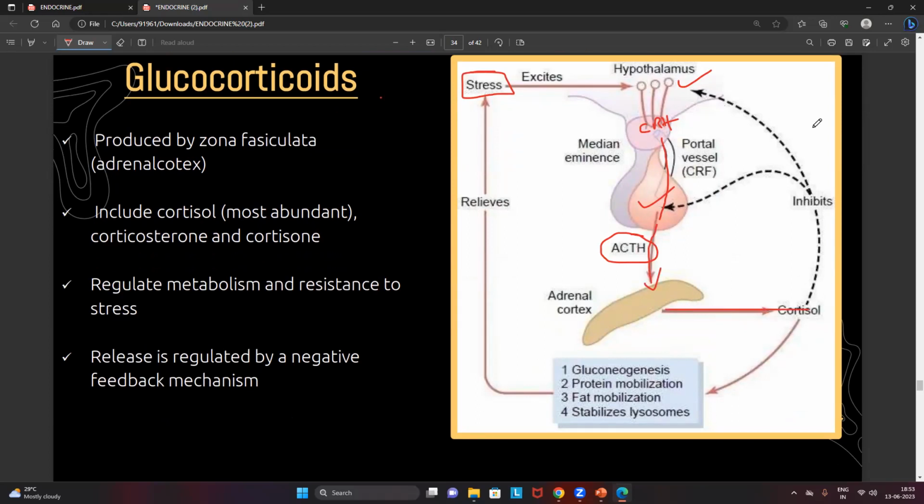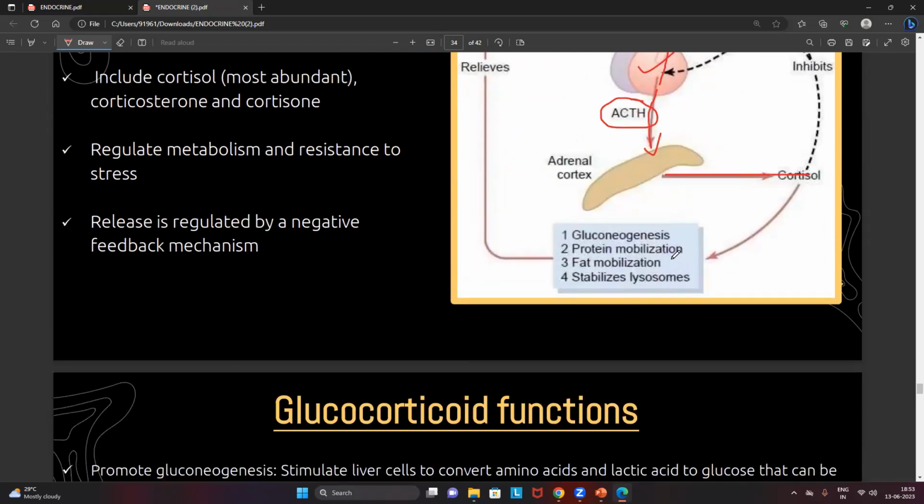Now you try to understand what's happening. This is the question you have to remember for the exam. Finally, cortisol is released. There is no doubt about it. But the point is, friends, what is this particular cortisol doing? That's the question. Cortisol is doing gluconeogenesis. Protein mobilization or protein breakdown you can consider. Fat mobilization or fat breakdown you can consider. Stabilizing the lysosome. Let me explain to all of you very clearly.